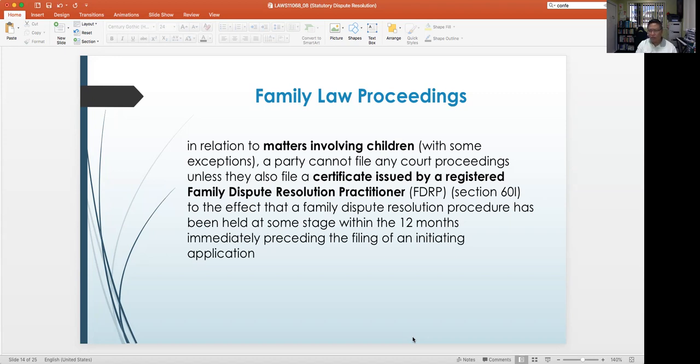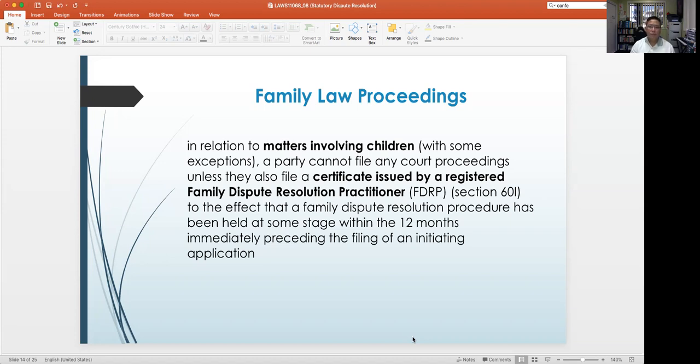So I mentioned the Federal Circuit and Family Court of Australia. Again, I may have mentioned it earlier, but that's because in the past, prior to September 2021, the Federal Circuit Court was distinct from the Family Court, but there has been an amalgamation of the two courts as of September 2021, so that you now have the Federal Circuit and Family Court of Australia.